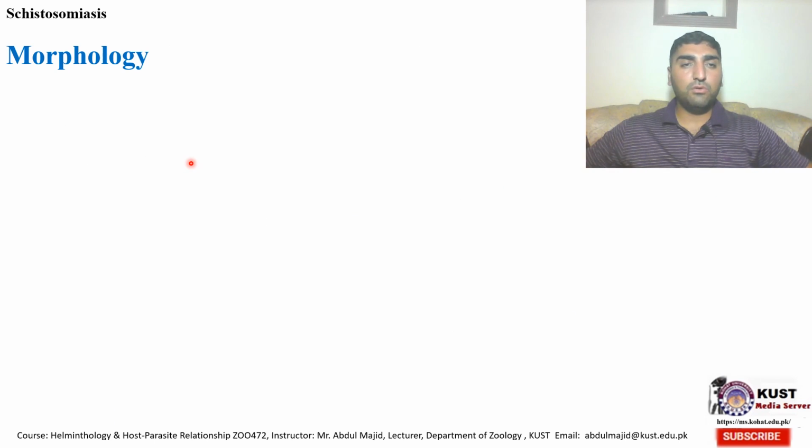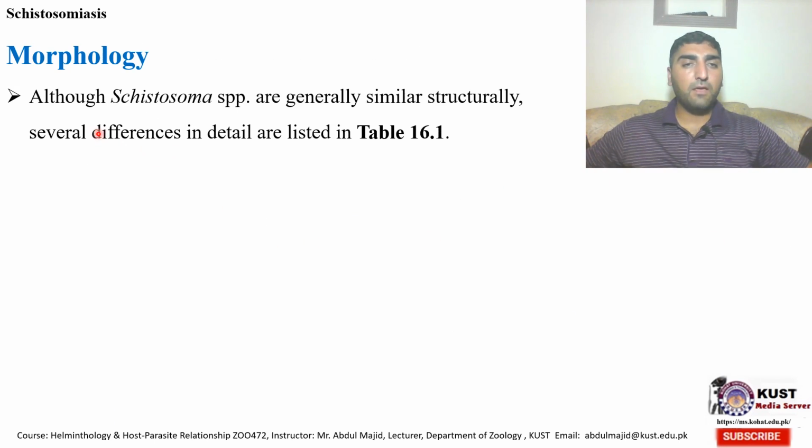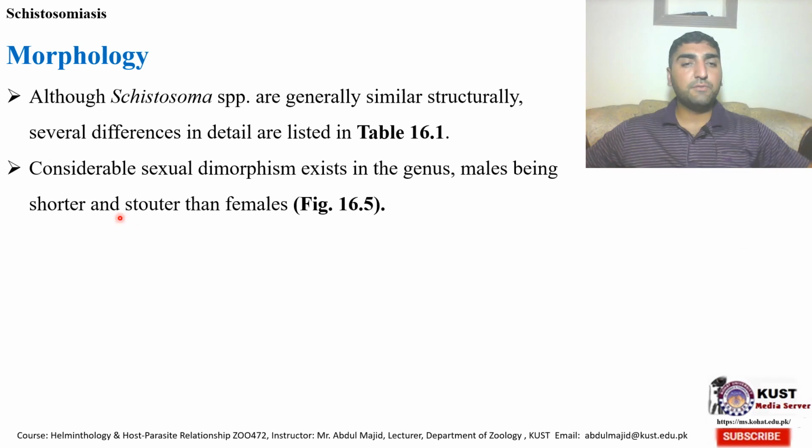Next, we will talk about the morphology of Schistosoma. Although Schistosoma species are generally similar in their structure, several differences in detail are listed in Table 16.1. I will show you that table in the next slide.